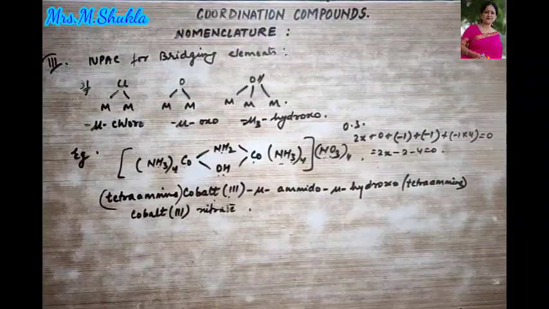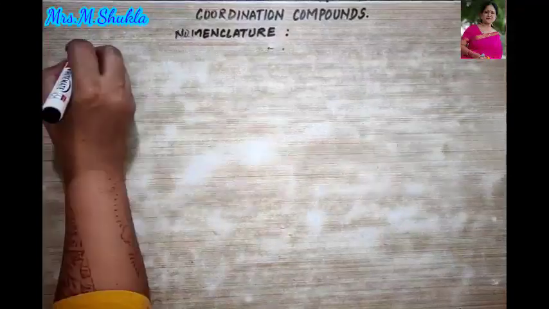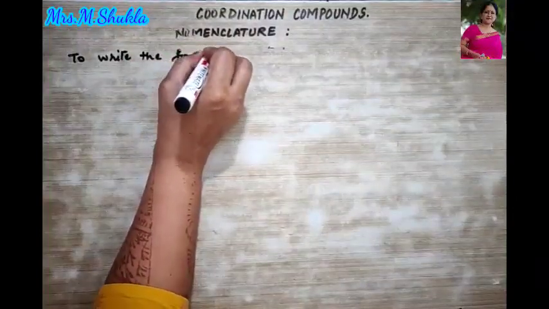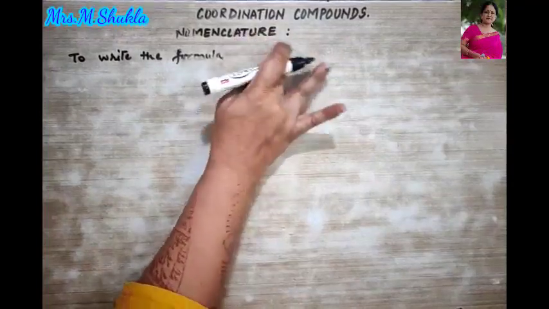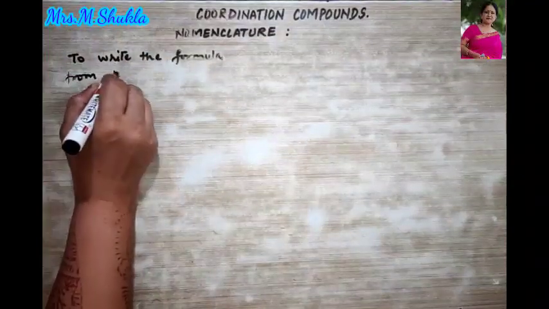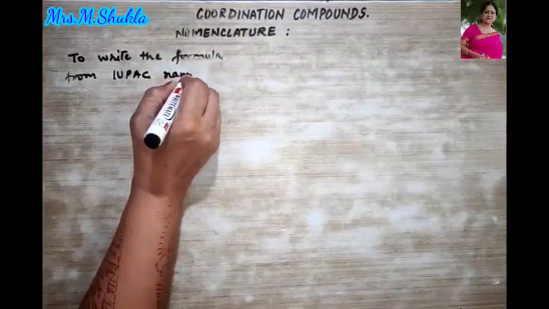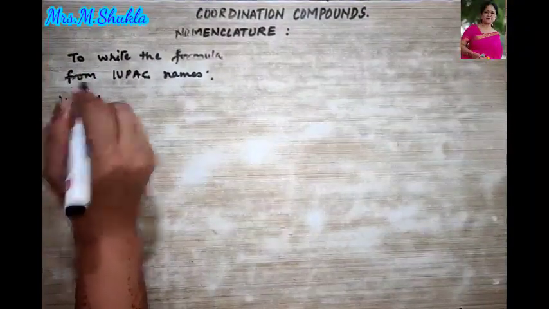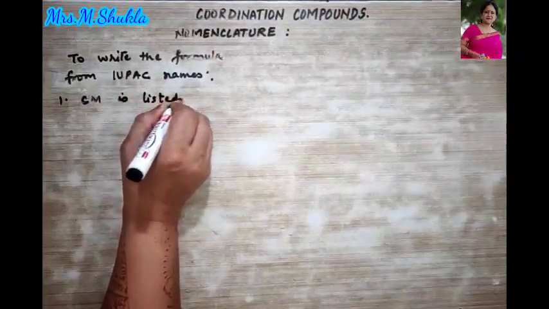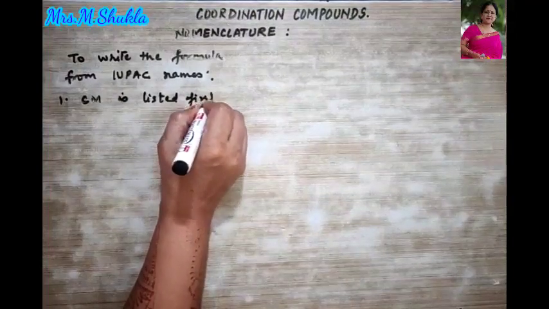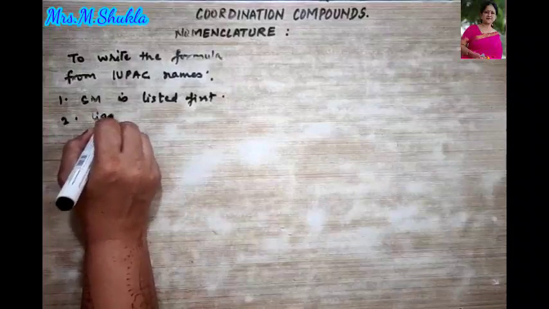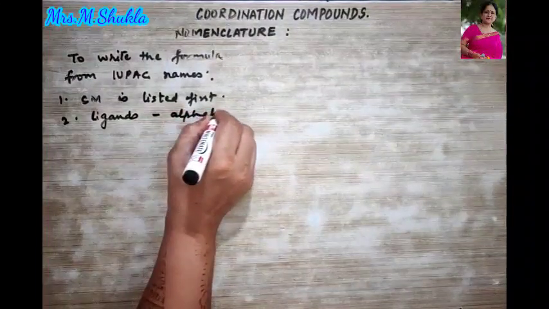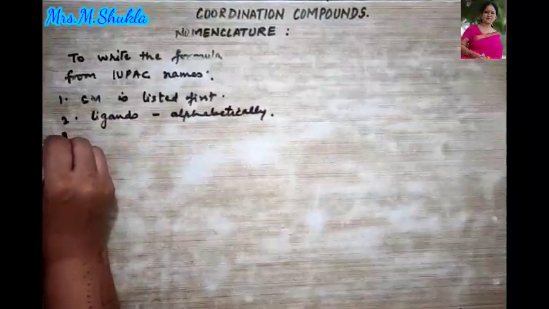Now next I am going to tell you how to write down the formula from IUPAC names. Next topic is to write the formula from IUPAC names. Okay. So over here, what do we do first? First, the central metal atom is listed first. Second point, ligands have to be listed, and that too how? Alphabetically, right?